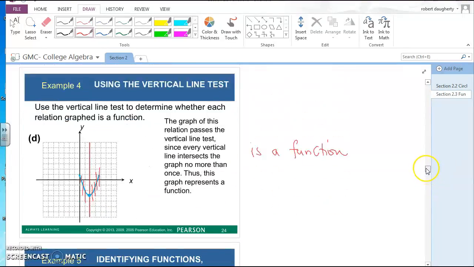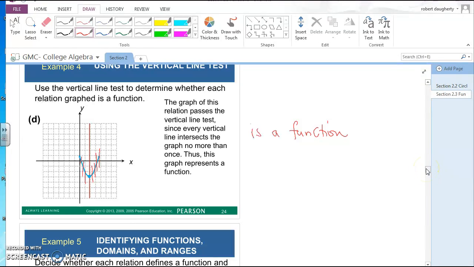Let's look at an example of a graph. Let's just do one for example. What if you had a graph that looked like this? In this case, if I draw vertical lines, it would hit the graph in two different places. So this would be not a function. Again, if you can draw vertical lines and that vertical line only touches your graph once, you have a function. Touches more than once, not a function.